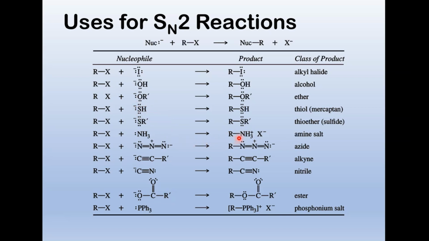We can make amines, make the amine salt. So all these different groups. If I have a cyanide group, I can make a nitrile. If I have a group like this, I can make an ester. All these things can be formed.